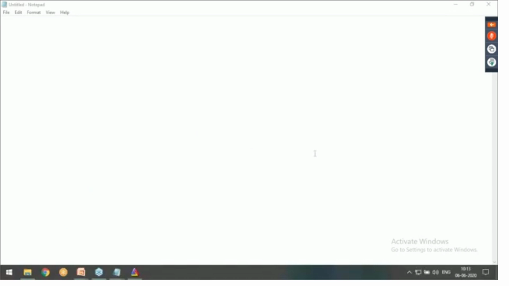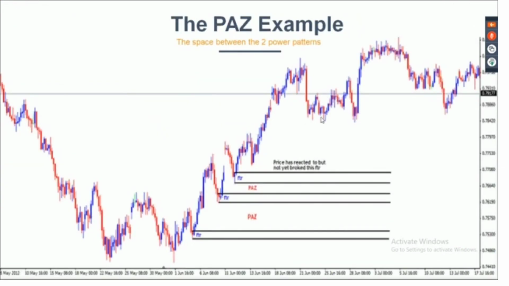Okay, sounds good. This is an example just to show the space between two power patterns, or PAZ. And it is relevant only after a power pattern is killed.